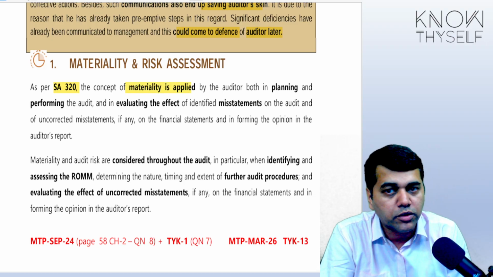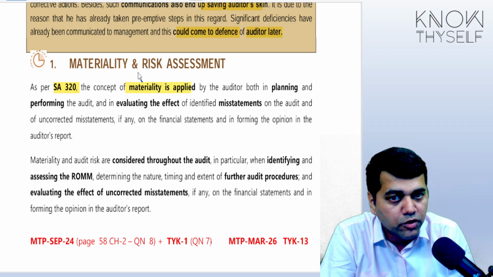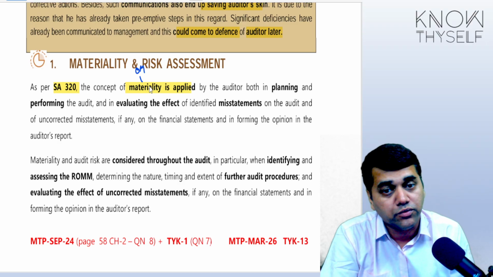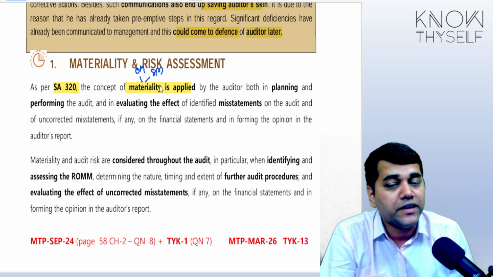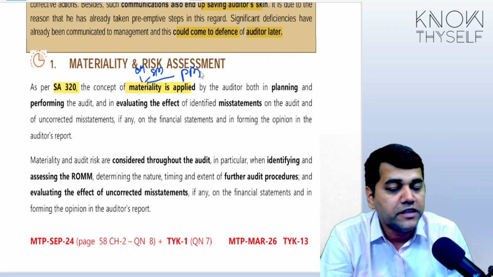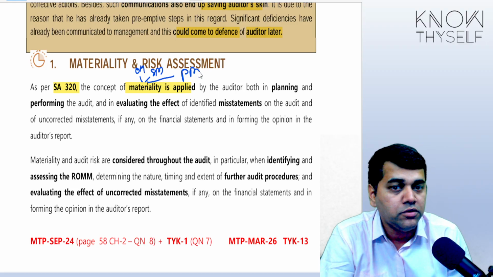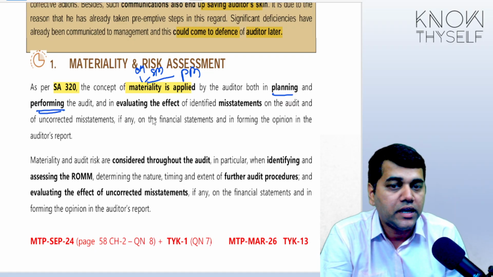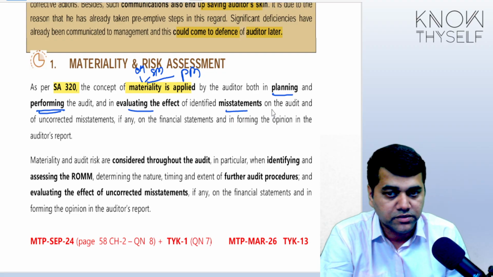So when we talk about materiality, there are three types of materiality. Overall materiality, which talks about the accounting point of view. Specific materiality, if investors' focus is on some of the items. Performance materiality, which SA 320 talks about, so that the auditor has to verify every item. So materiality has to be applied at the planning and performing stage and in evaluating the effects of the misstatements.